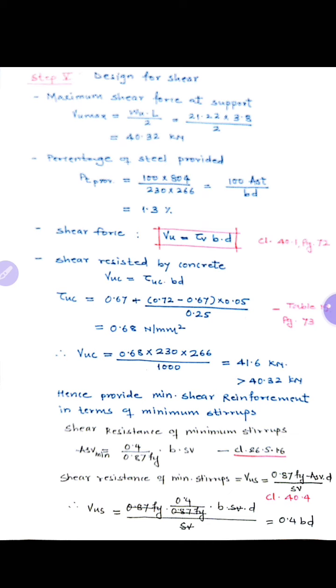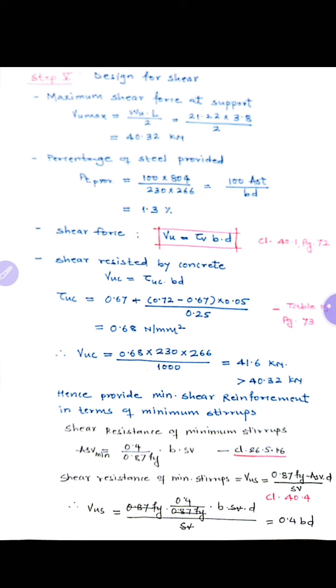We have to check shear resistance capacity of the section. It should be more than VU max, which we have calculated as 40.32 kilonewton. Now shear resistance of the section provided means what? In that section we are having two materials. One is concrete, other is steel.